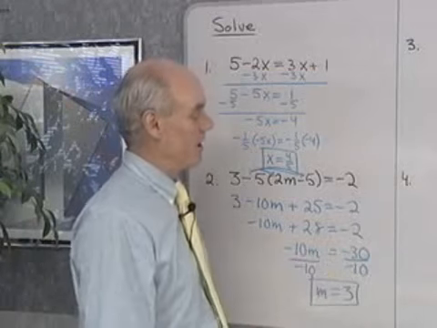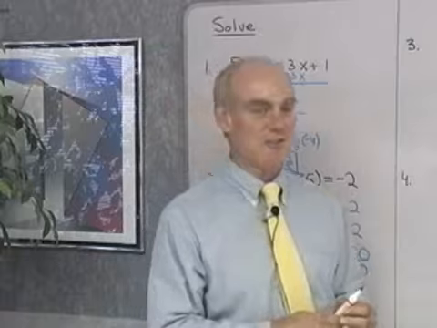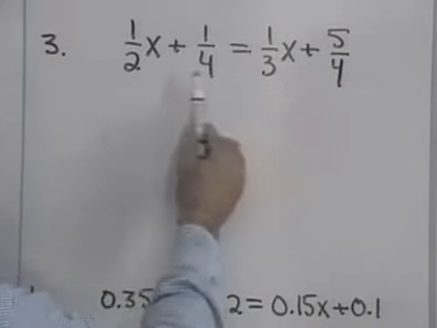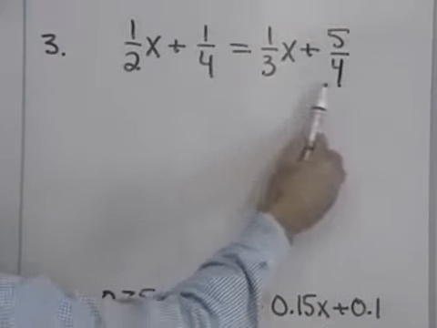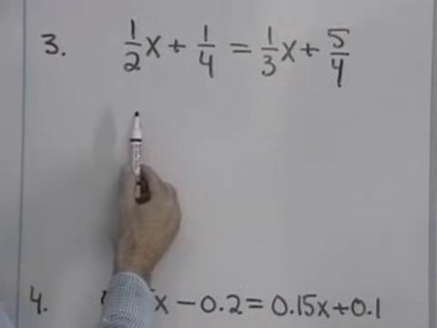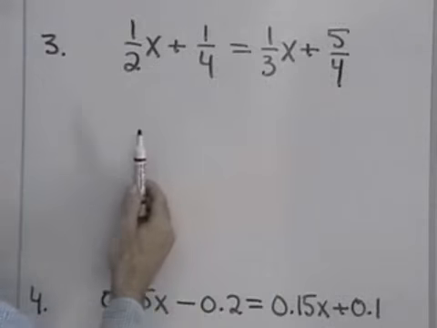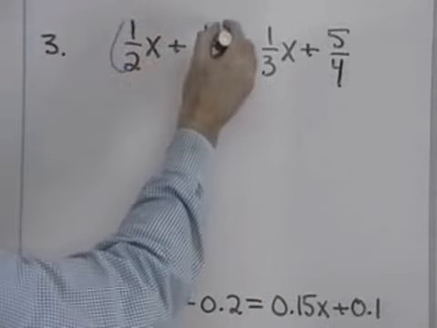Let's look at a problem now that involves fractions. 1/2 x plus 1/4 equals 1/3 x plus 5/4. You can work with these fractions if you like, or if you want, you can get rid of the fractions by putting in another first step where we multiply both sides by the least common denominator for all the denominators you see. That would be the number 12.